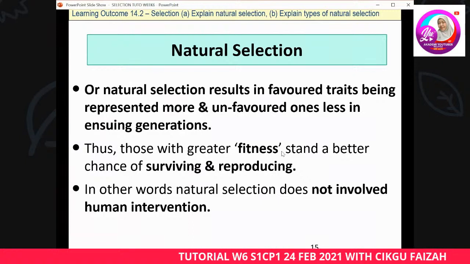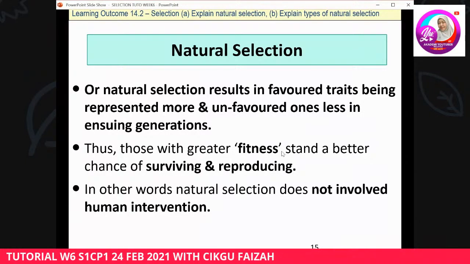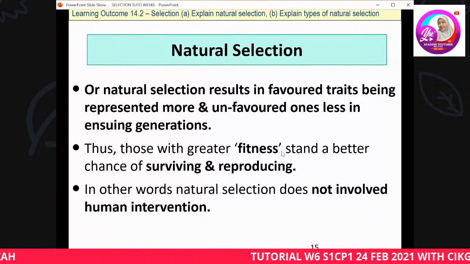Yes, and natural selection tidak ada kaitan dengan human. We are not the one that is involved. It is all about nature, right?